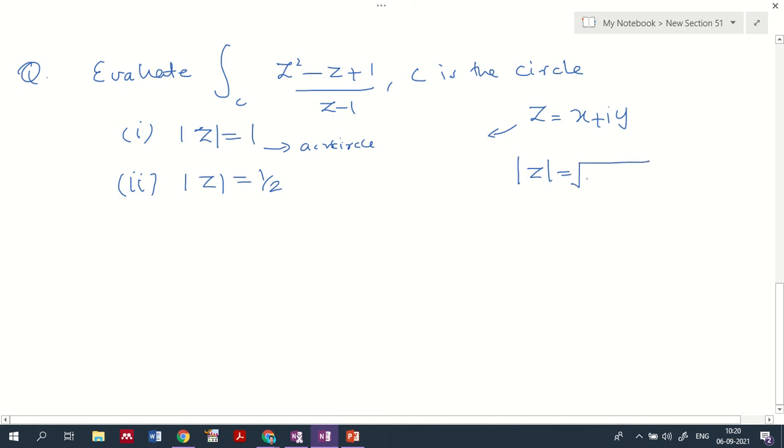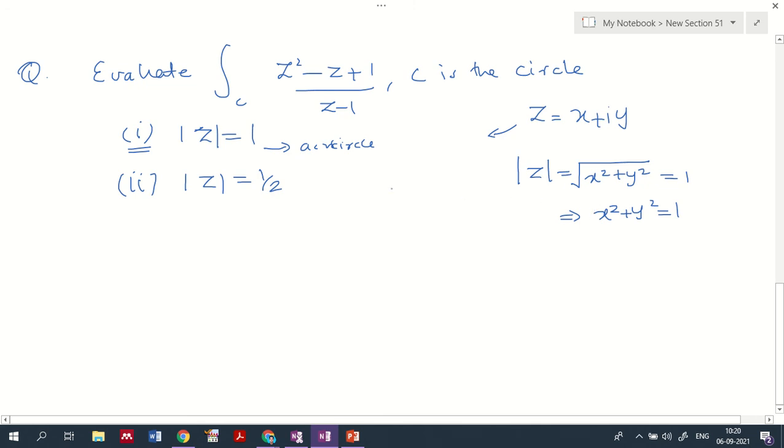It is root x square plus y square, and it is given from the first problem, the first section, that mod z is equal to 1. If I take the square on both sides, I will be getting x square plus y square equal to 1.